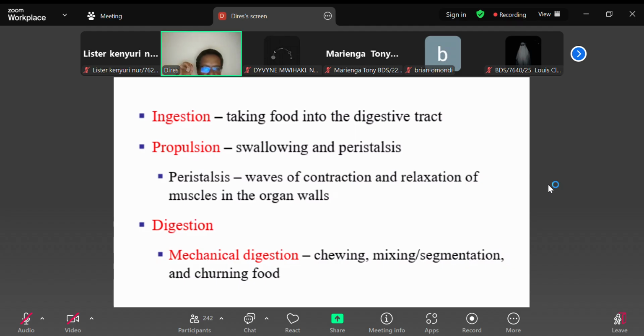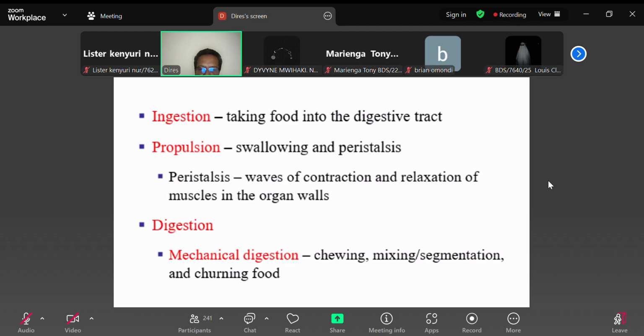All right. So propulsion is a kind of peristaltic movement with the help of the muscle on the wall of the GI. So it undergoes contraction and relaxation so that it pushes the bolus down to the anus. That is propulsion. Digestion, as I've told you, is of two types, mechanical and chemical.